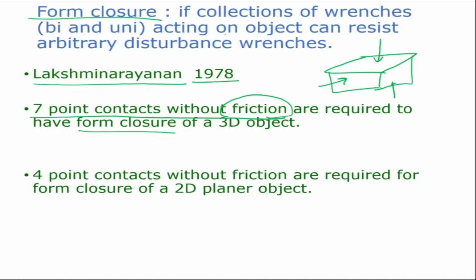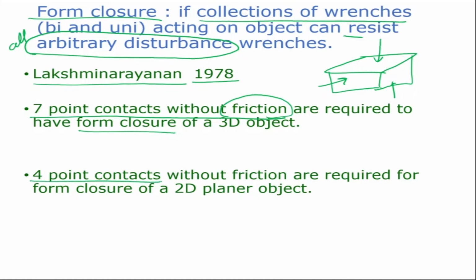Now what is the definition of form closure? The definition of form closure is that the collection of wrenches, that is forces and moments, applied by the fingertips on the object can resist arbitrary disturbances, or all disturbances can be rejected. In such a case we say it is under form closure. He proved that 7-point contacts without friction are required for form closure of a 3D object, and 4-point contacts are required in the case of a 2D object.